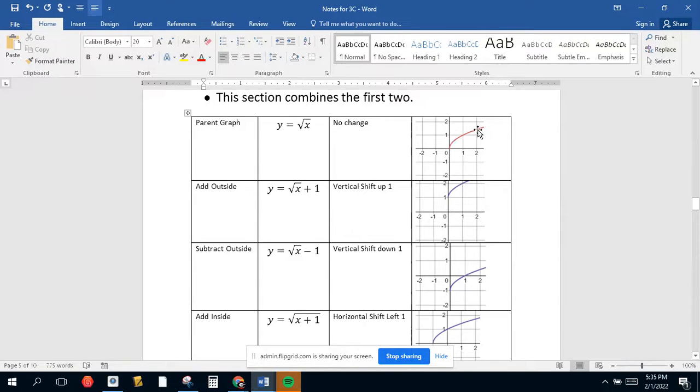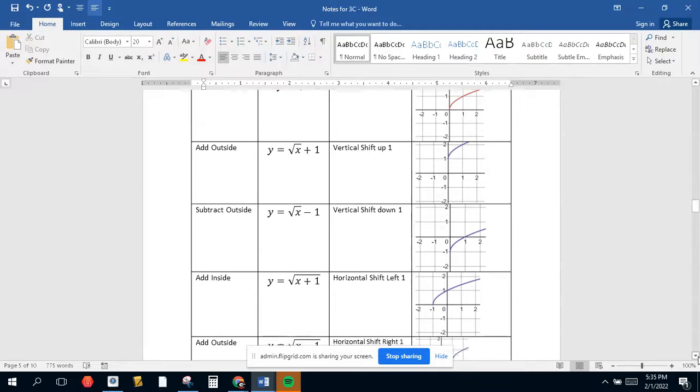the square root graph. Now this chart is only for the square roots. It doesn't really matter for this section. If we add on the outside, it's going to make that parent graph go up. So add on the outside, go up. Subtract on the outside, you're going to go down. Okay, so going on the outside of a function tends to make it go up or down.